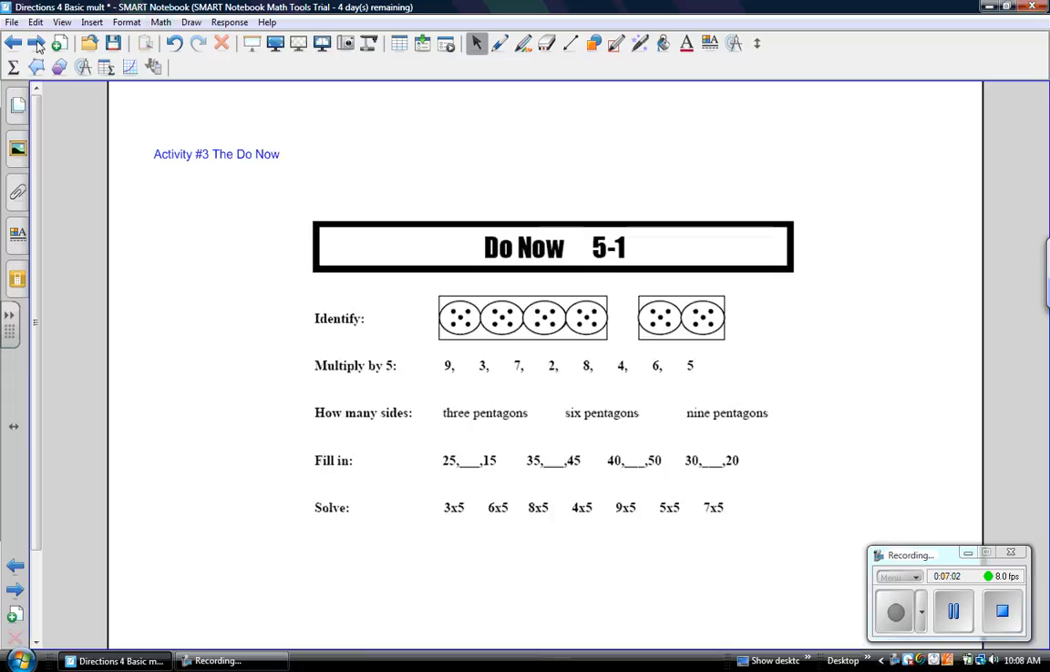The next activity, activity number 3, is the do now. The do now can be completed in class, should the teacher choose to do it that way. I actually use this as a homework assignment. Students are given a copy of the do now, and there'll be 2 do nows on the sheet, but each night they're assigned.